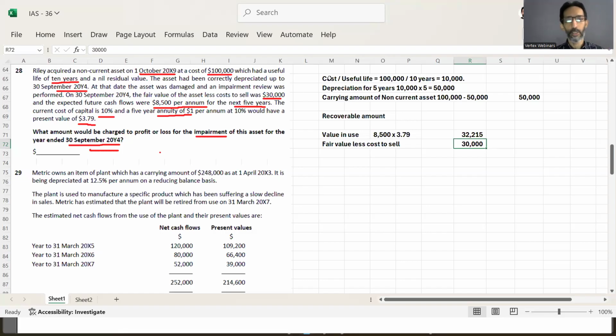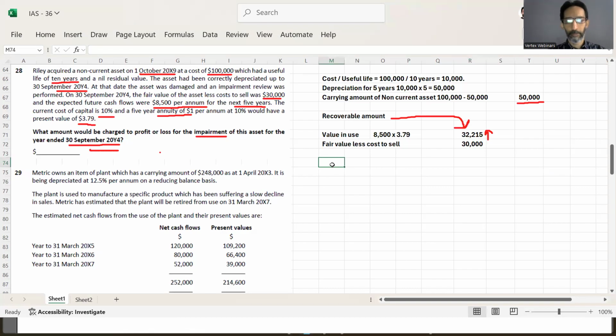So the recoverable amount is the higher of the value in use and fair value less cost to sell. So we're going to consider this, the recoverable amount is the higher value, okay? This being the higher of the two. So this is the recoverable amount. Now, we have to compare this with the carrying amount. The carrying amount is 50,000, which is above the recoverable amount. So clearly, the impairment has taken place. So we're going to calculate the impairment here.